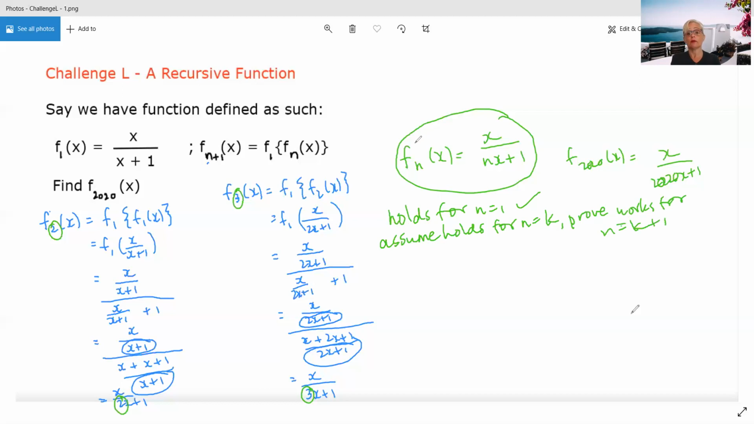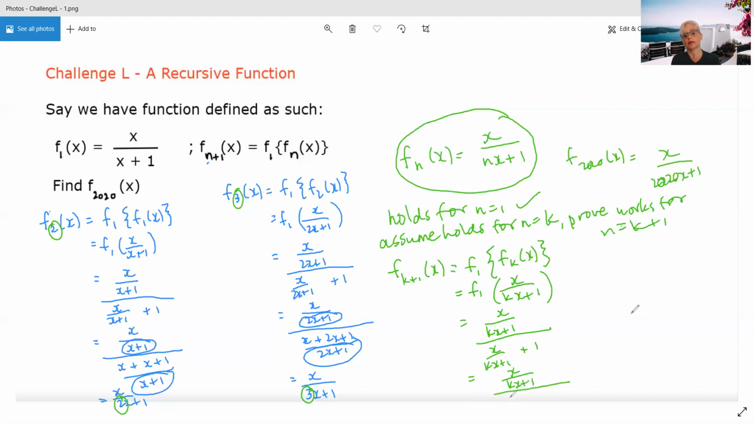Well, let's have a look. So we're going to assume that fk of x is x over kx plus 1. So fk plus 1 of x, using our recursive definition here, is f1 of fk of x. Now we're assuming that this holds for n as k. So it's f1 of x over kx plus 1. So we're going to sub this in here. So we're going to get x over kx plus 1 all over x over kx plus 1 plus 1. Tidy up our denominator, and we're going to get x plus kx plus 1 all over kx plus 1. So we're going to end up with x over x plus kx, which is k plus 1 times x.